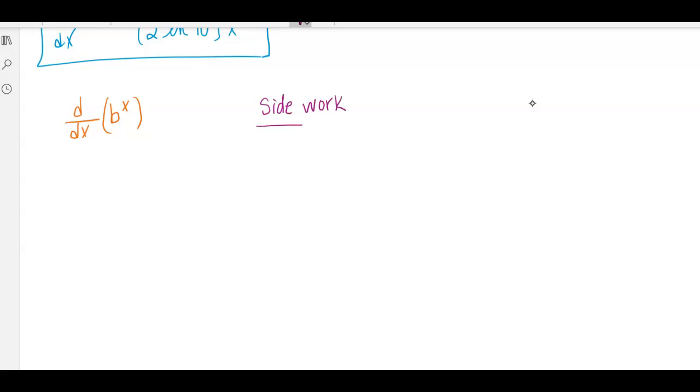There's a fact that we're going to use, and I just want to prove it to you. The side work is to show you that if I write e to the natural log of b, that is equal to b. And that's a fact. I just want to show to you that it's true. So this is kind of like our mini proof on the side.